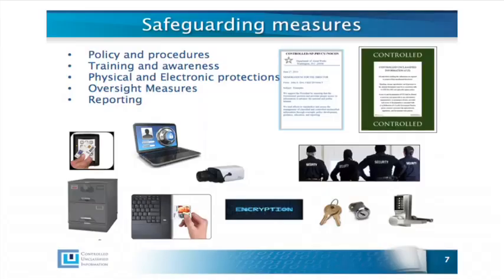These safeguarding measures are stipulated in agency policy and procedures. These safeguarding measures include everything from document marking, email encryption, physical and electronic safeguardings, to the types of locks and safeguards that we use to protect our physical environments.